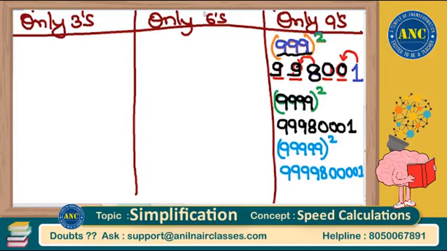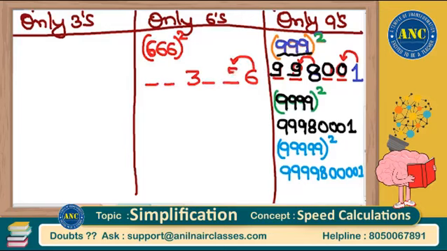Same logic is applicable for only 6s. Suppose for example I have to find 666 whole square. 6 square is 36. Write down 36. If there are 3 6s, the answer will have 2 dashes. These dashes will be 1 less than 6, which is 5, and 1 more than 3, which is 4. Answer is 443556.